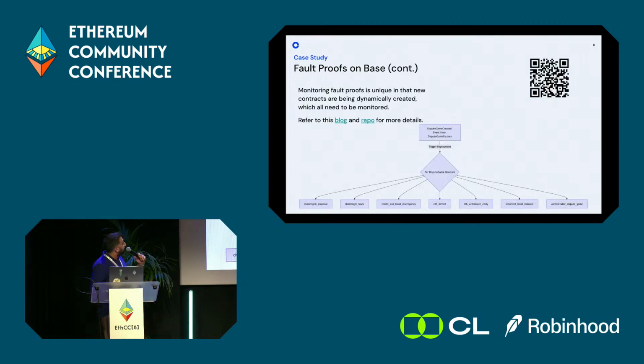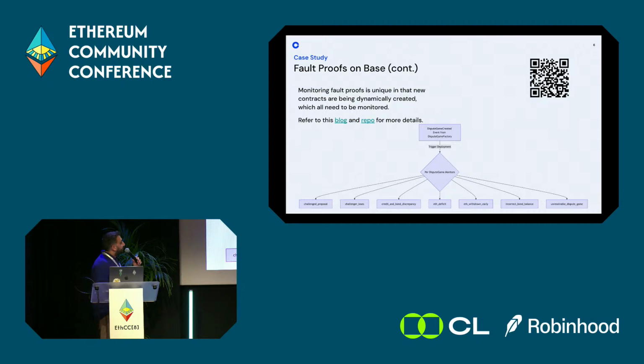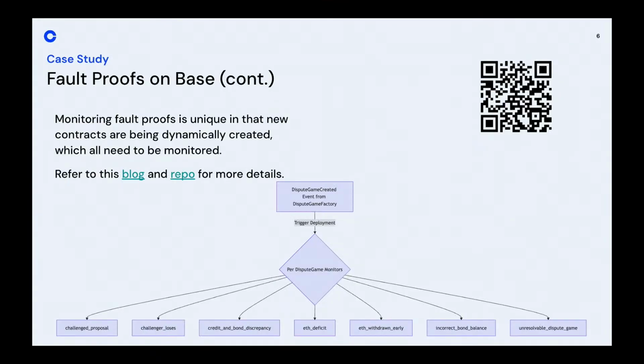Before I talk about how we are monitoring them, this is a slide where you can scan the QR code, which will direct you to a public GitHub repo that talks about how we are monitoring and details the implementation. We also have a cool blog where we detail all this. And at the bottom, you can see that we have a dispute game, and for each dispute game that is created, we have a different monitoring solution.